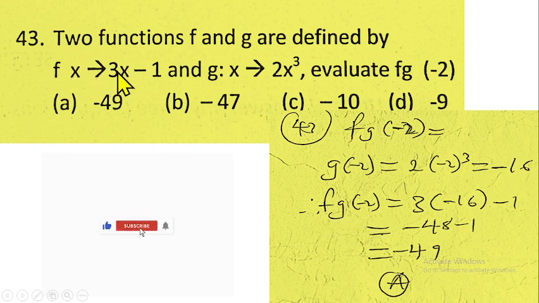In f of x you have 3x minus 1. So minus 16 will replace this x here. So you have 3 into minus 16 minus 1. If you open the bracket you have minus 48 minus 1. That gives us minus 49. So option A is the correct option for question number 43.